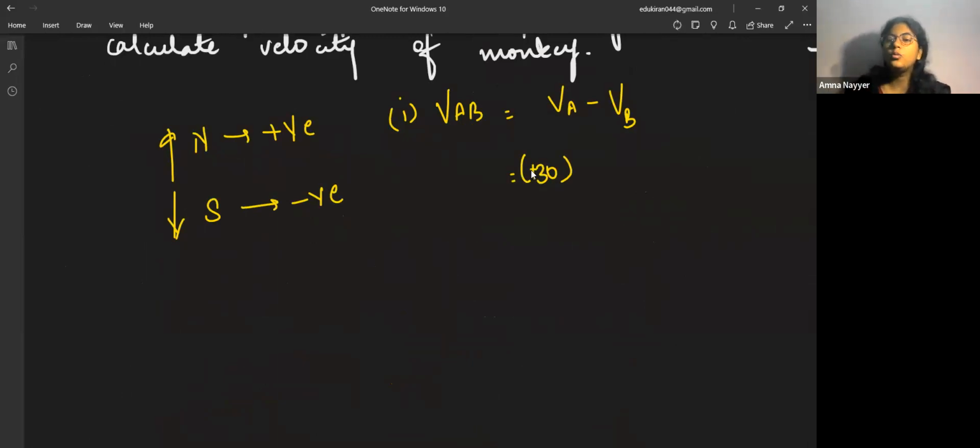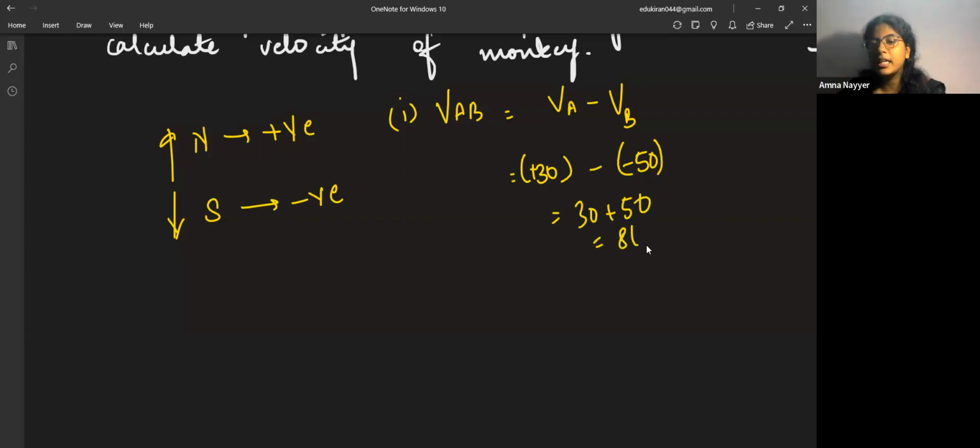Downwards, I have taken it as minus. So this becomes minus 50. So this becomes 30 plus 50, which is 80 kilometer per hour. I have not converted it. I have left my answer in kilometer per hour. If you want, you can further convert it into meter per second by multiplying by 5 by 18.